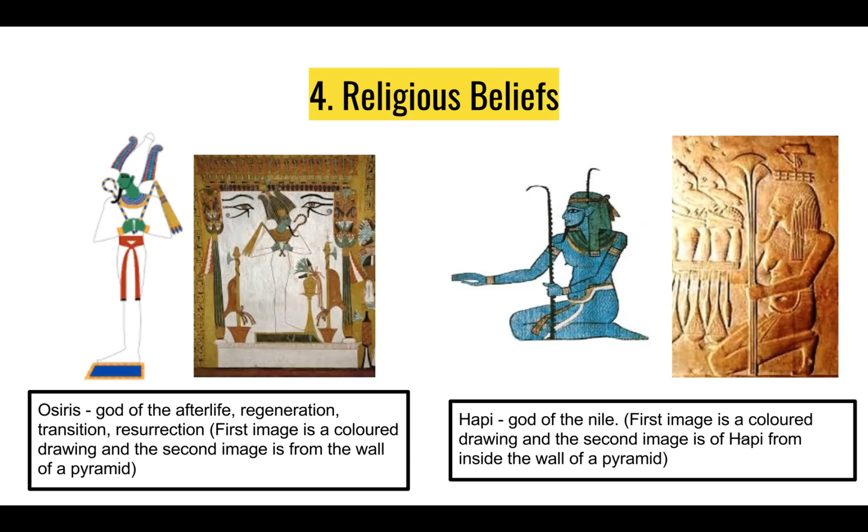Obviously the water would have made the grass and the crops grow. On the right hand side, we've got Hapi, and Hapi is the god of the Nile and the god of the inundation, of the flood itself. And again, you can see Hapi is in blue, to really represent that water.